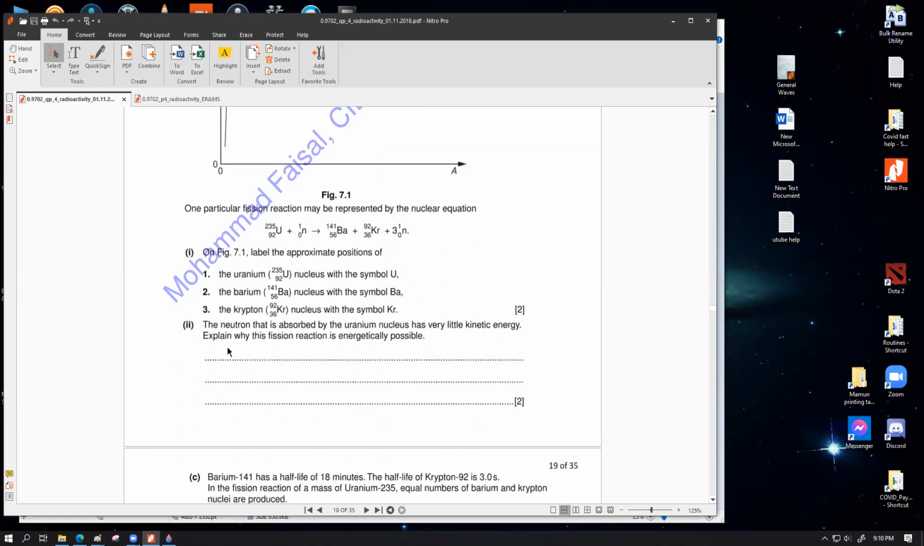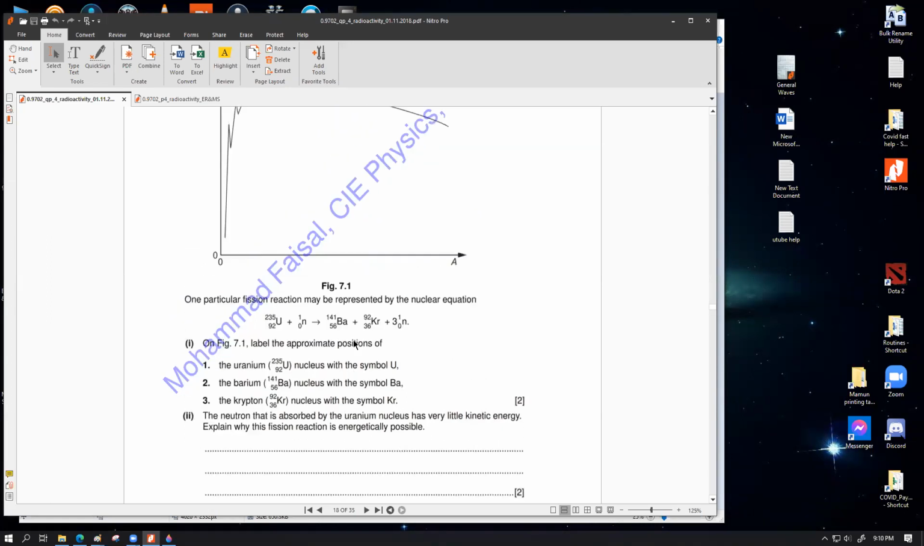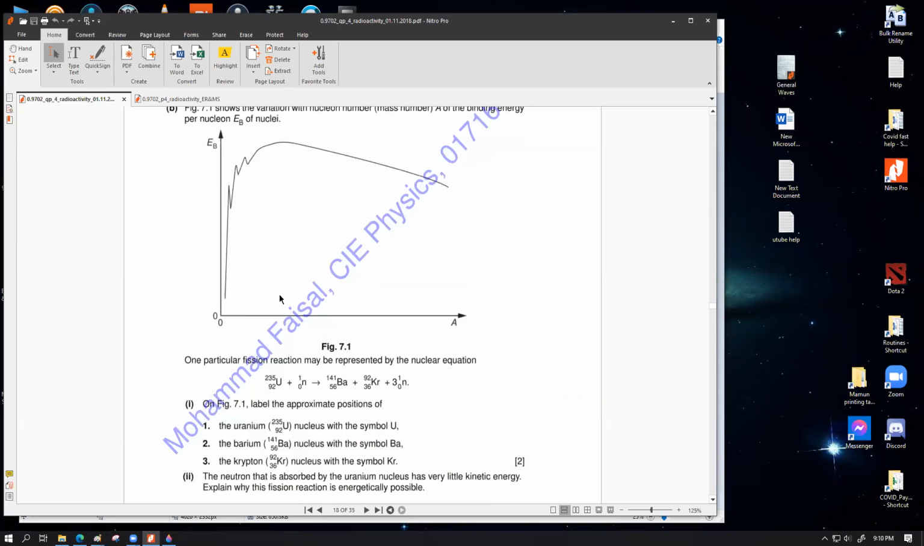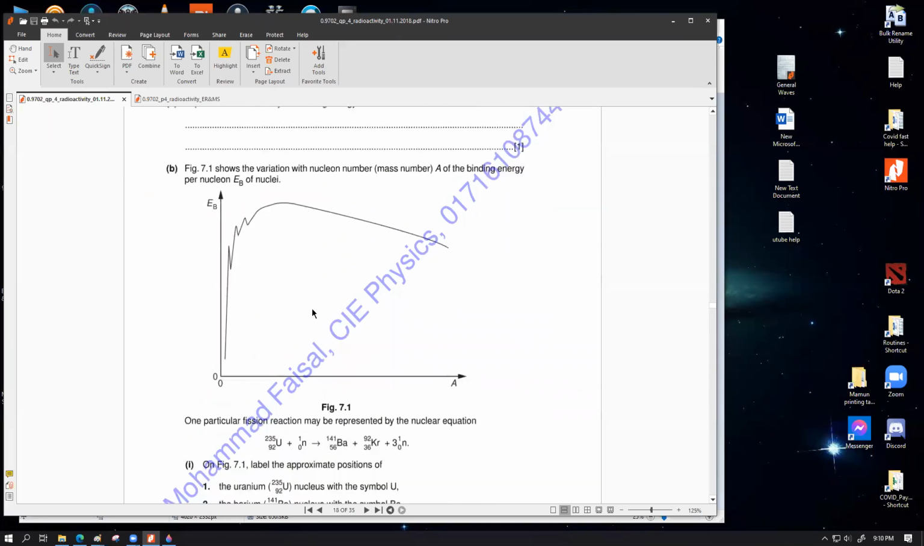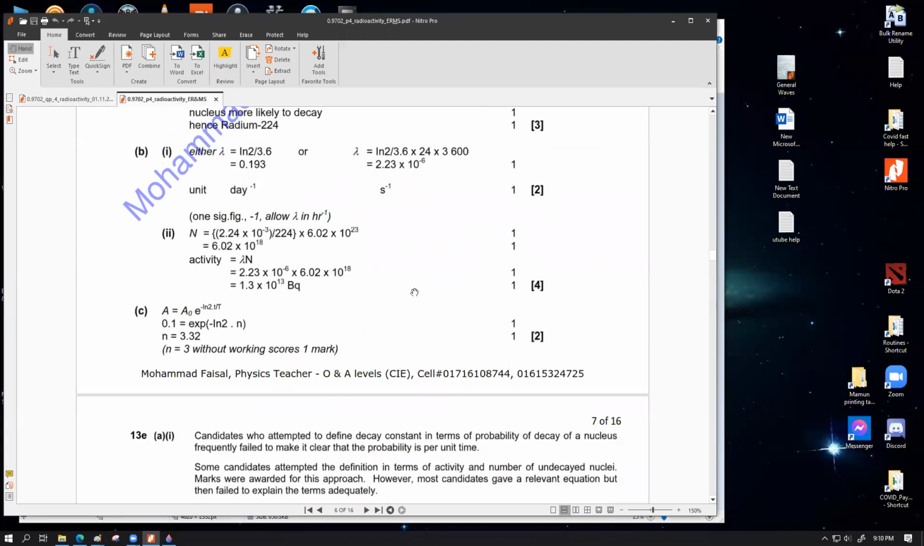The question says explain why this fission reaction is energetically possible. So I don't remember this answer. I'll look at the mark scheme. 16B2. 16B2.